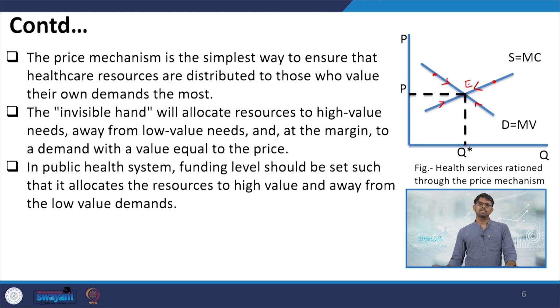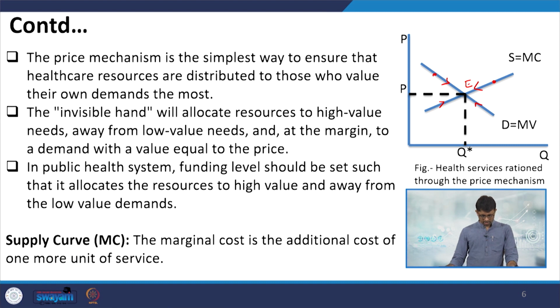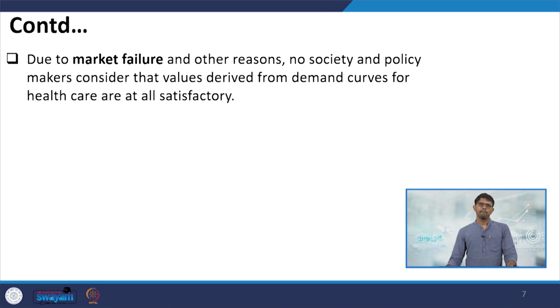In the public health system in particular, funding levels should be set such that it allocates the resources to high value and away from the low value demands. Okay. So, especially the supply curve, which you have said, is basically the additional cost of every unit of a service being provided.